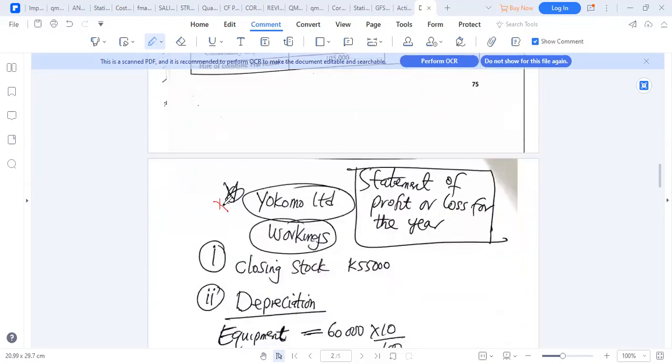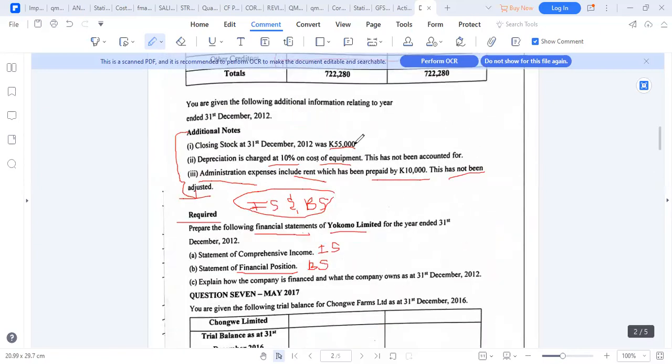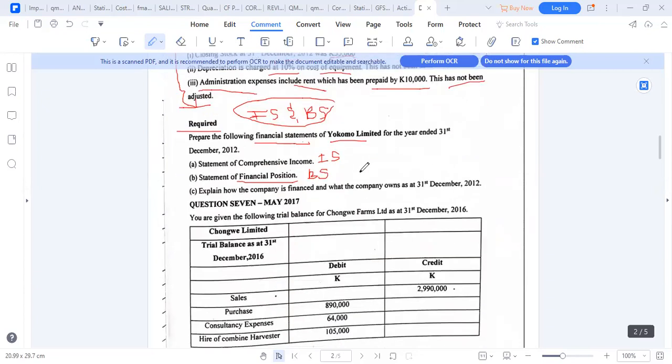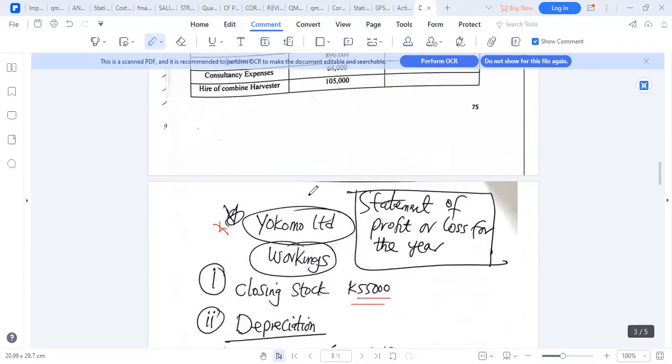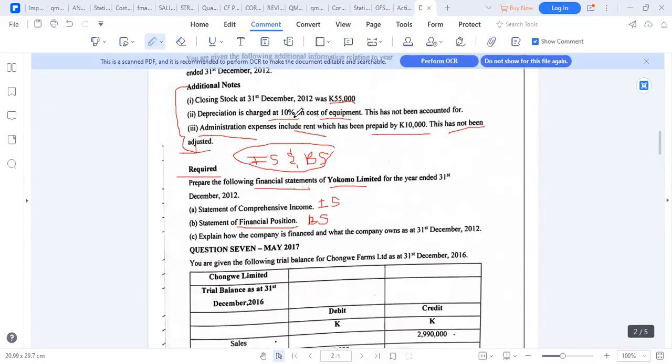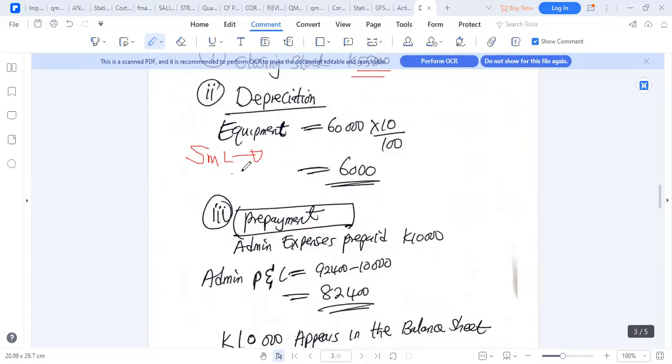The workings for your Como. Closing stock was 55,000, which is here. Then we have the depreciation of equipment. This one was SLM. SLM simply means straight line method, because it was on cost. Depreciation on cost means it's the straight line method of depreciation. I overemphasize: depreciation on cost means straight line method.